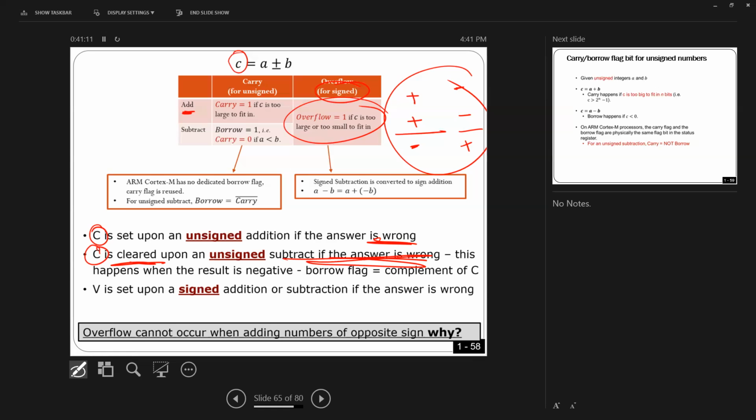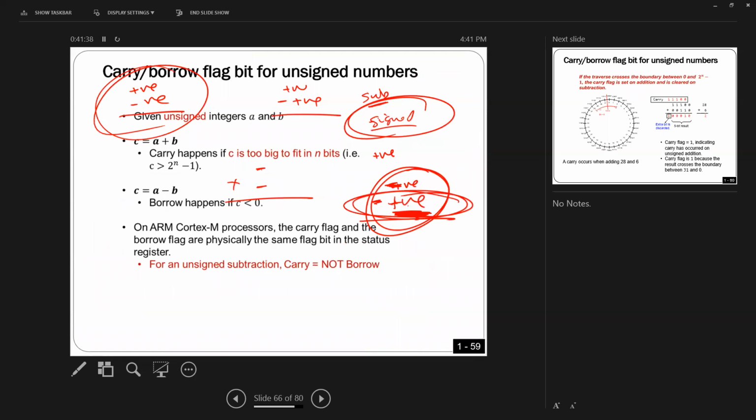In the case of signed overflow, if it is 1, the answer is wrong. I already explained this one, guys. If you add numbers with opposite signs, for sure there is no kind of overflow, because the risk of overflow happens when the two numbers assist each other and get bigger. That's why if they have different signs, there should be no overflow. Okay, let's see here.